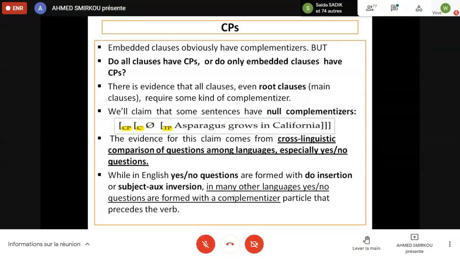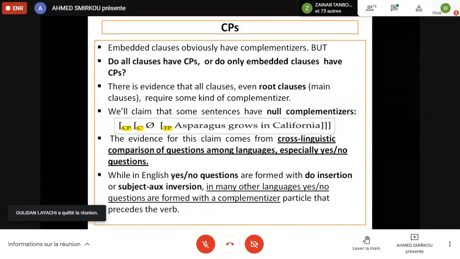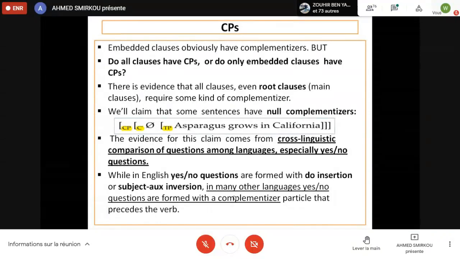Yes or no questions, okay? Can anyone repeat this, please? Can anyone repeat what I have been talking about in yes or no questions and focus on this cross-linguistic comparison? Because this is the evidence to prove that there is a complementizer in yes or no questions in English. Who can repeat this? Mr. Sleeman, can you do that? Or click on the hand again if you have no answer.